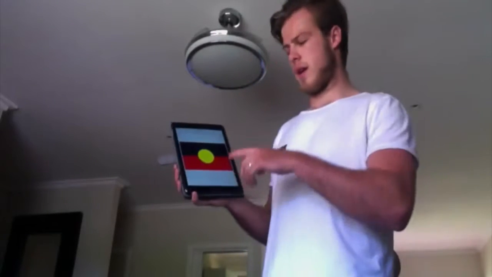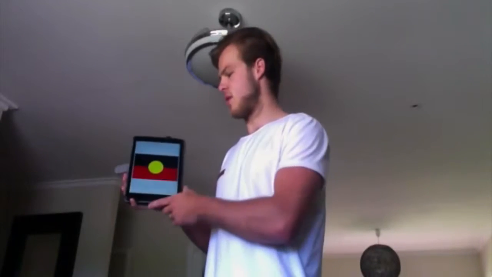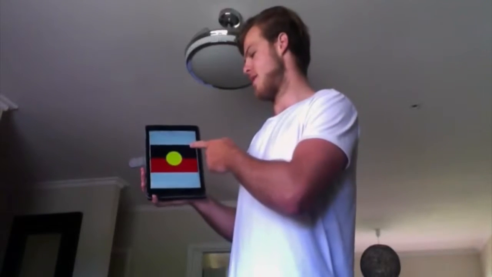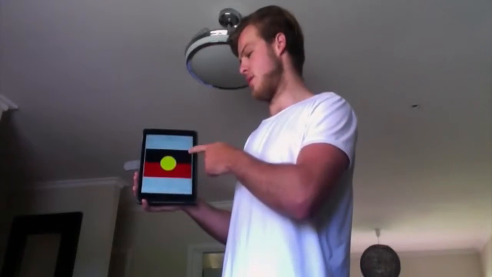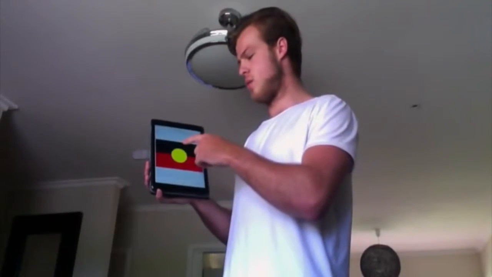So we've got the three colours here, the black, the red and the yellow. Can anyone guess what the colours on the flag represent or what they mean? No? So the symbolic meaning of the colours on the flag are: the black represents the Aboriginal people of Australia, which is always at the top. The yellow circle in the middle represents the sun, the giver of life and the protector. The red represents the red earth and the Aboriginal people's spiritual relation to the land itself.